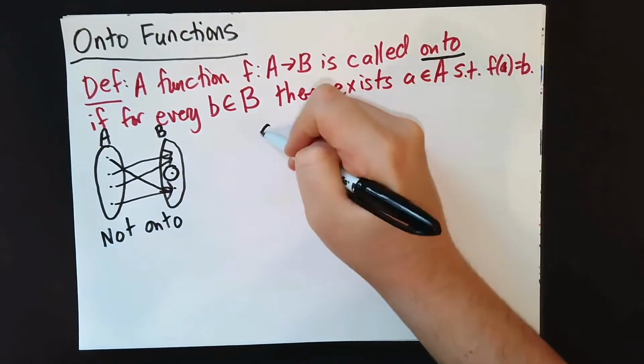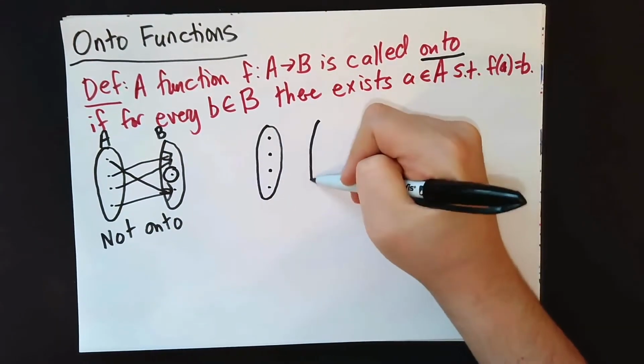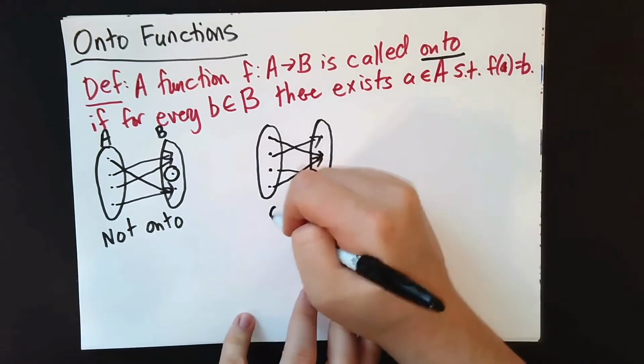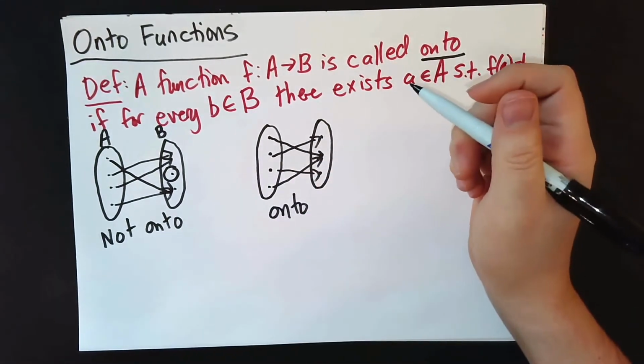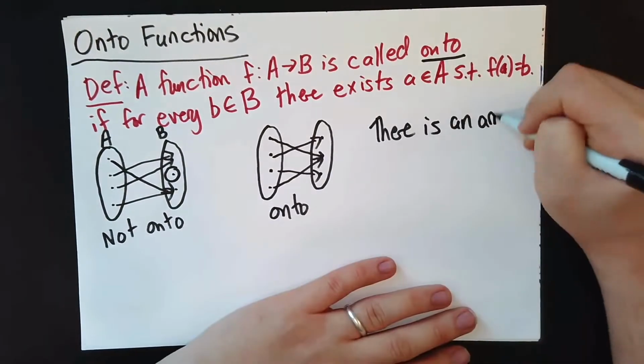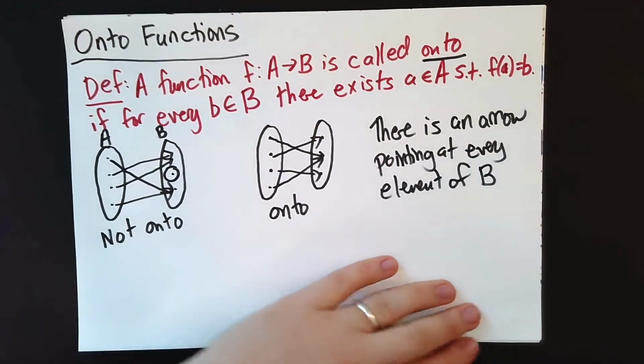And so if I were to draw one that is onto, what I would need to do here is to make sure that I use every output. Or if you want that phrased purely in terms of arrows, what it means is there should be an arrow pointing at every element of B.